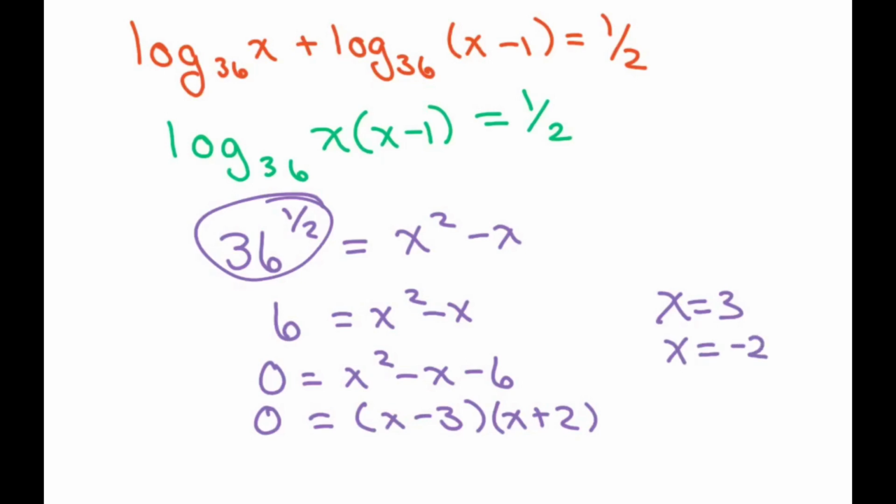Now, if we look at 3, plug in 3 here. Always go back to your original. Plug in 3. Our domains will both be positive, so that works. Now I'm going to plug in negative 2. When I plug in negative 2 in here, that doesn't fit in our domain. So we have to discard that solution. I only have one solution for this one.